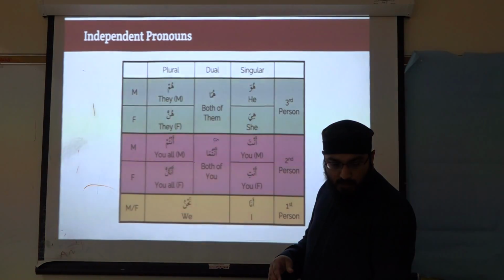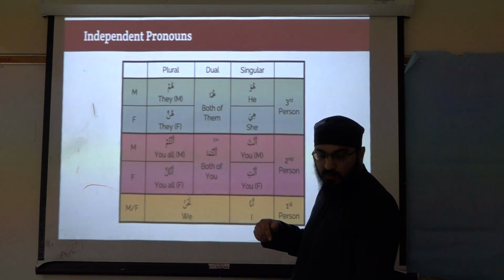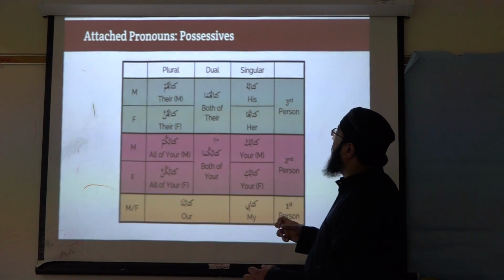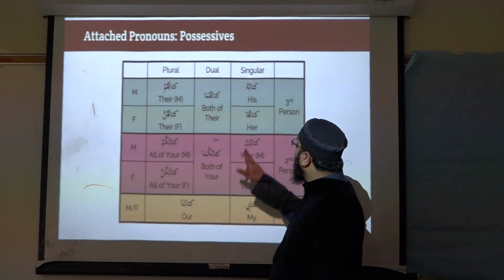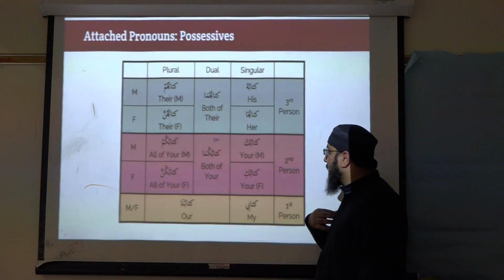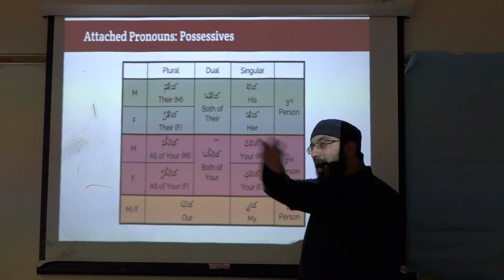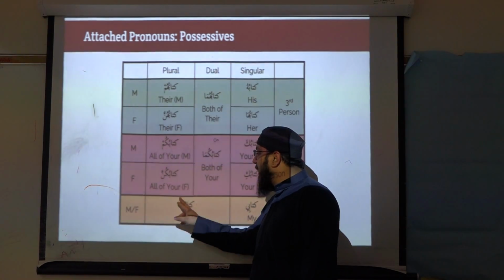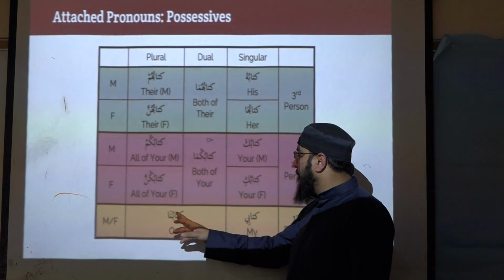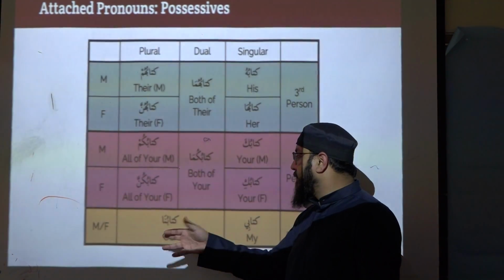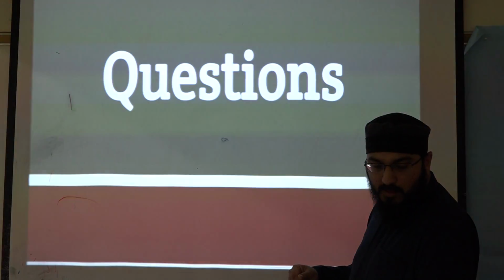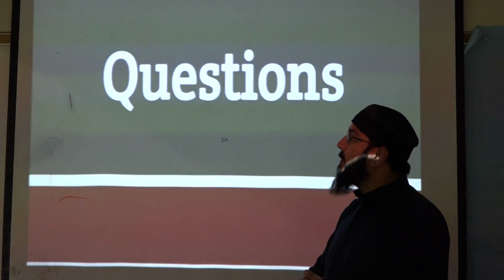And then we went over independent pronouns, which was a prior week's review, and then attached pronouns or possessives. These indicate possession. So when I want to say my book, I say kitabi. For our book, I say kitabuna. You add a na at the end to indicate a possessive, plural first person, meaning us, our. Then we went through the ajumia. Any questions thus far before we look at the homework?